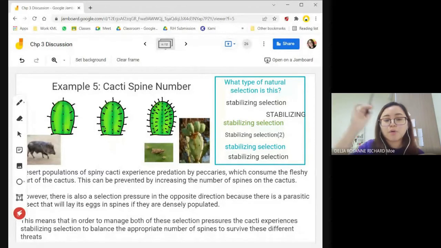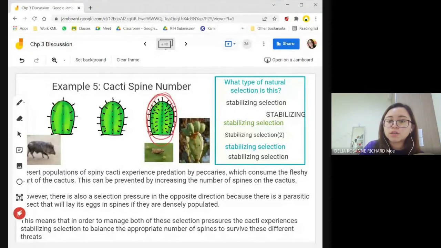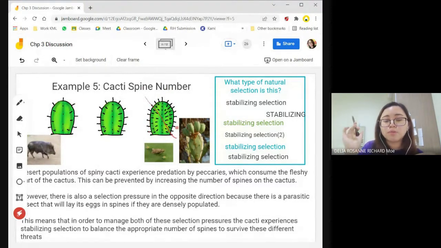Good news. However, there is also a selection pressure in the opposite direction because there is a parasitic insect that will lay its eggs in spines if they are densely populated. So if you're a cactus and you have a lot of duri, this insect will lay its eggs on you. And then when the eggs hatch, they will form little caterpillar things and then they will eat the cactus flesh, which is not good for the cactus. So terlampau sikit duri bahaya, terlampau banyak duri pun bahaya juga.